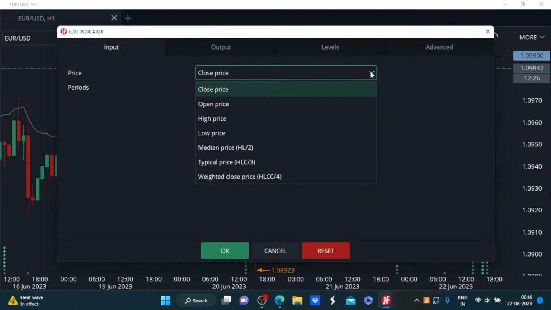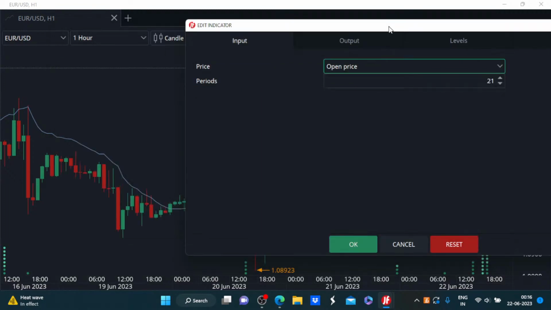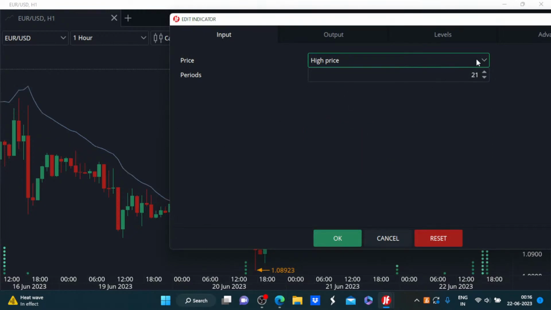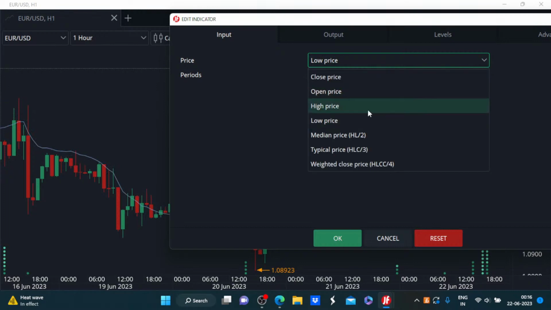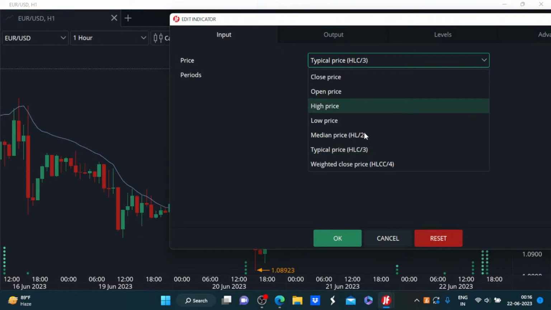The applied price can be varied. We can go for different types of applied prices, and depending on that, we will have these changes in the indicator's plotting. Depending on the kind of applied price we use, we will have different output of the indicator.